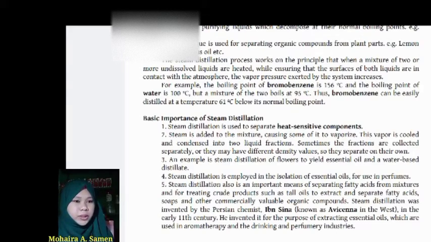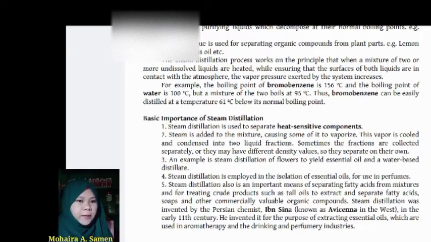Steam distillation was invented by the Persian chemist Ibn Sina, known as Avicenna in the West. In the early 11th century, he invented it for the purpose of extracting essential oils which are used in aromatherapy and the perfumery industries.